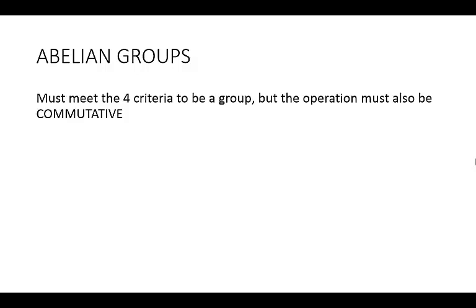Now there's another step to this, which is to investigate whether the group is an abelian group, and for a group to be an abelian group, it must meet the 4 criteria that we've just discussed, but the operation must also be commutative. That is, a * b must equal b * a.